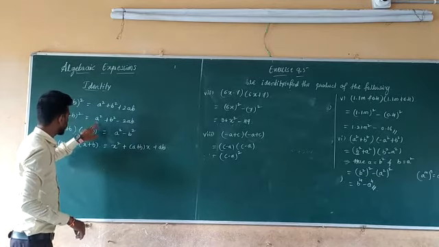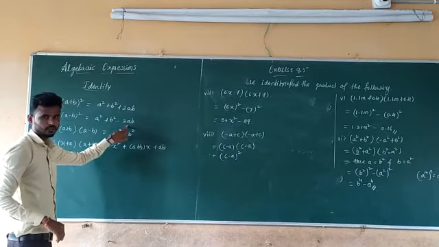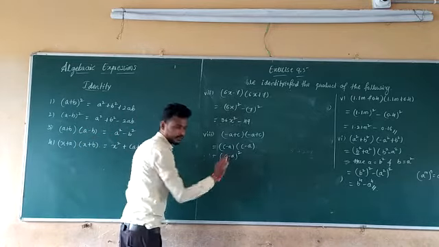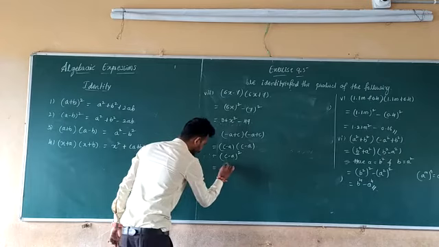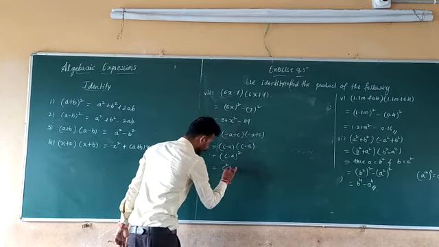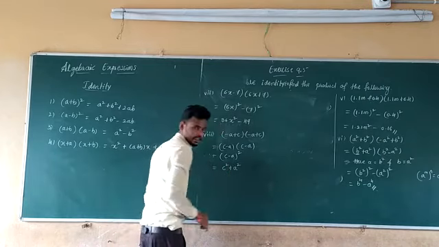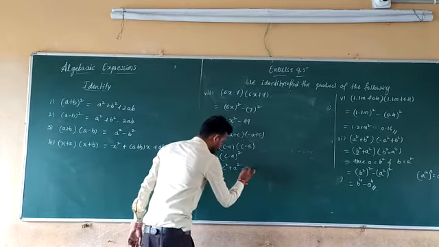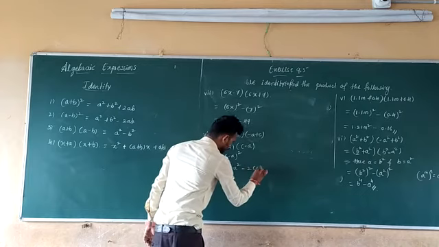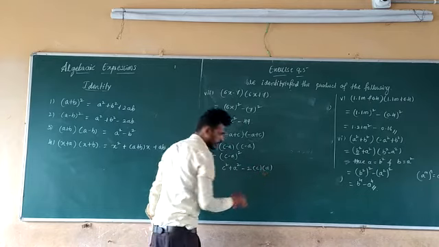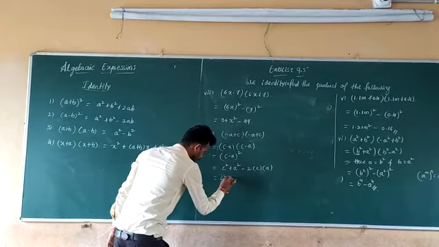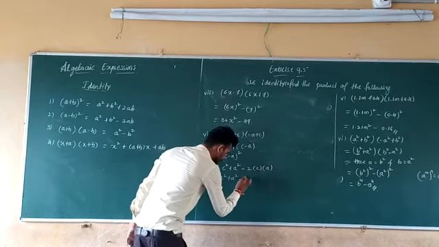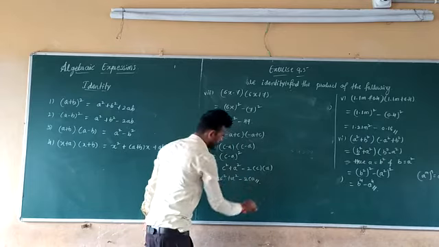What is that identity? a square plus b square minus 2ab. So here a means c, b means a. So a square means c square, plus b square means a square, because in the place of a, c is there, in the place of b, a is there. Minus 2ab: 2 into c into a. So c square plus a square minus 2ca.